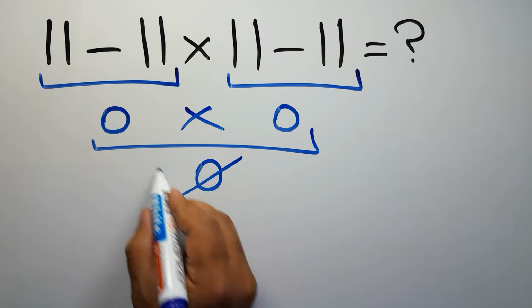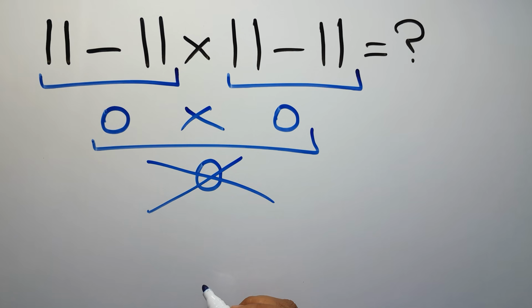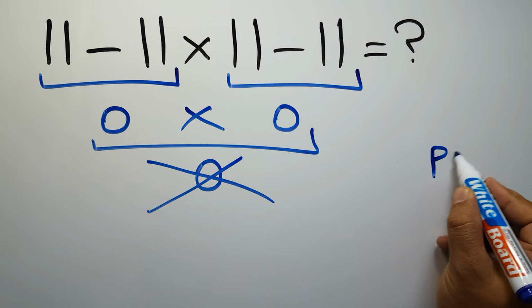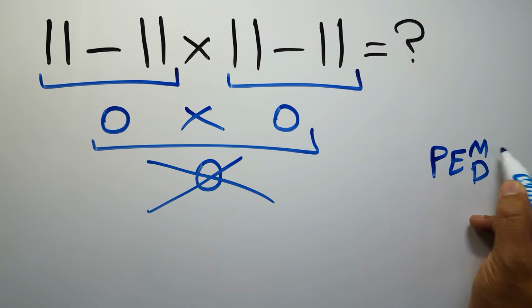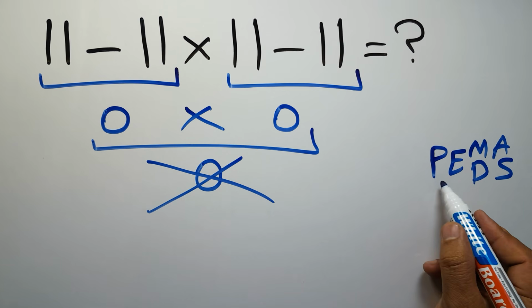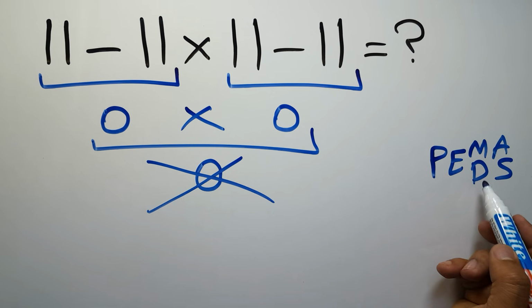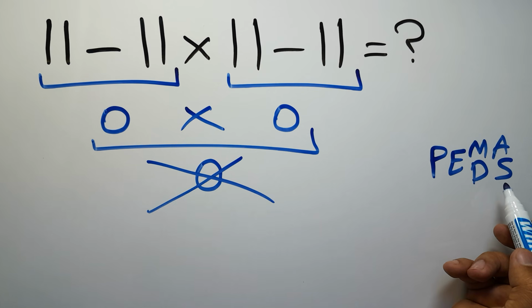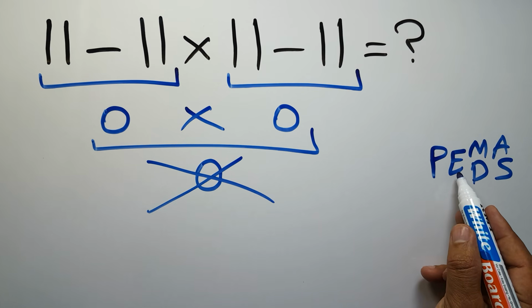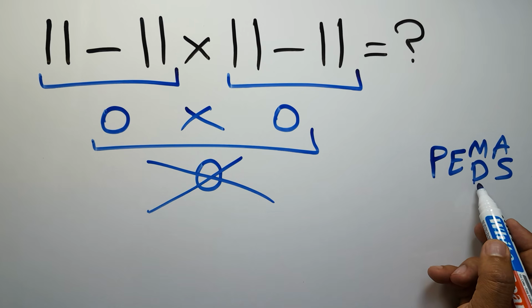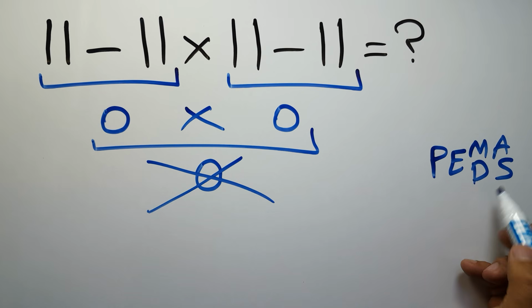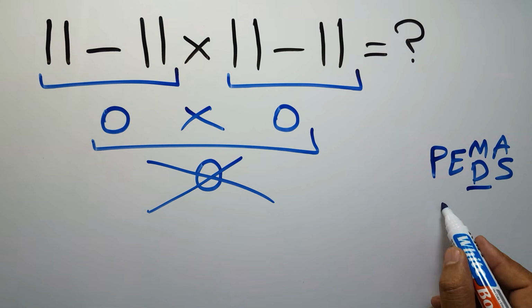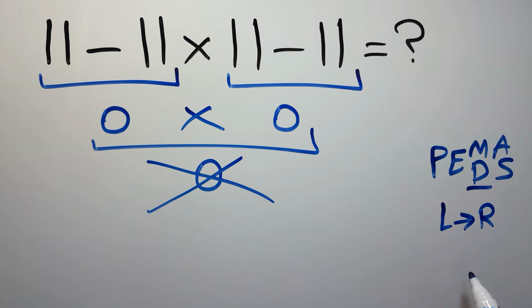But this answer is not correct because according to the order of operations, which is PEMDAS, P stands for parentheses, E stands for exponents, M and D stand for multiplication and division, and A and S stand for addition and subtraction. First we have to do parentheses, then exponents, then multiplication or division, and finally addition or subtraction. Remember that multiplication and division have equal priority and we have to work from left to right. And the same applies to addition and subtraction.